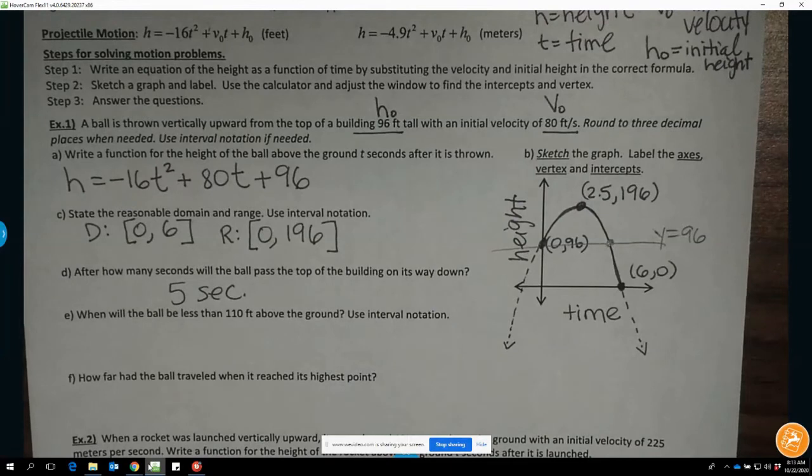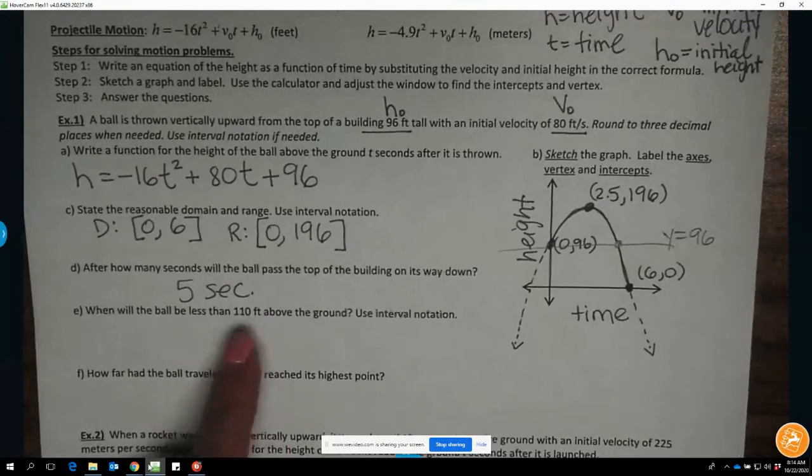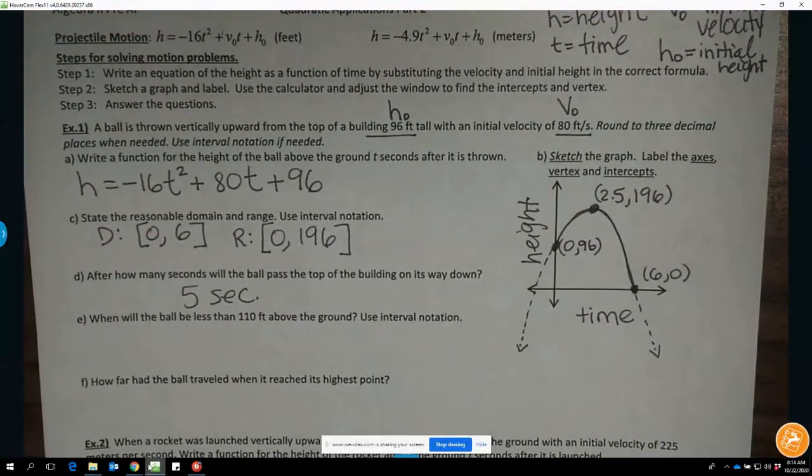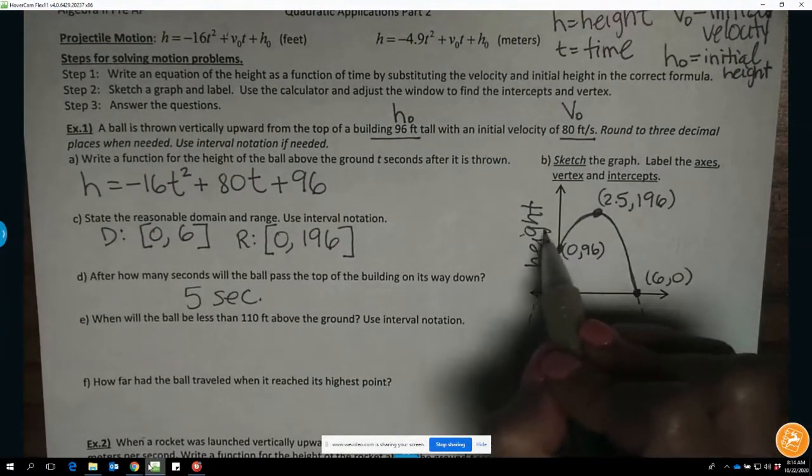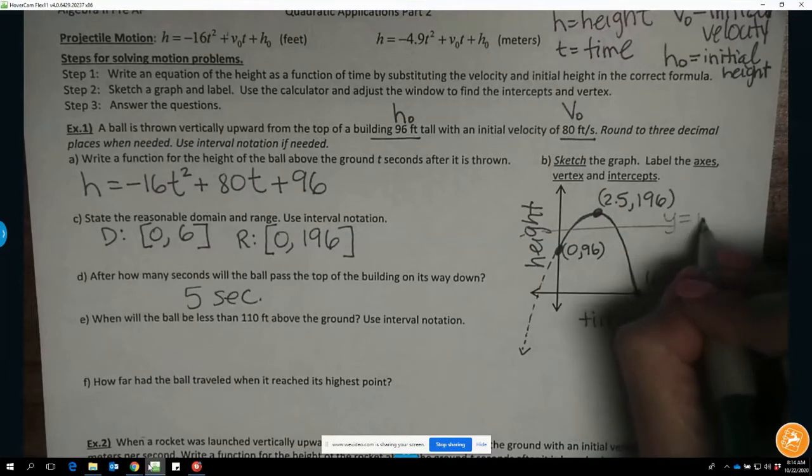Letter E, when will the ball be less than 110 feet above the ground? So same situation here, but this time instead of graphing y equals 96, I want to be graphing y equals 110, because I want to know when will the ball be less than 110 feet. So it's going to be a line here, y equals 110.